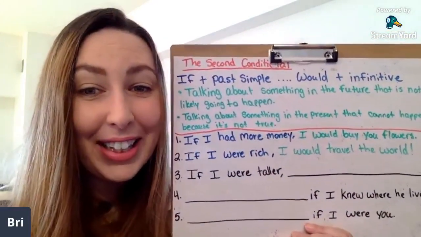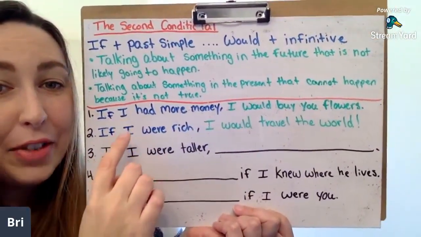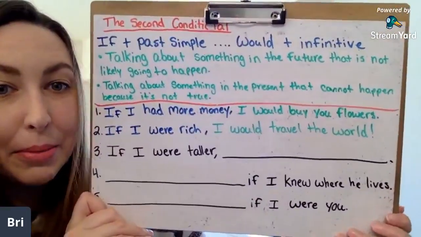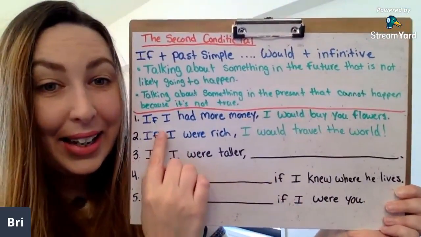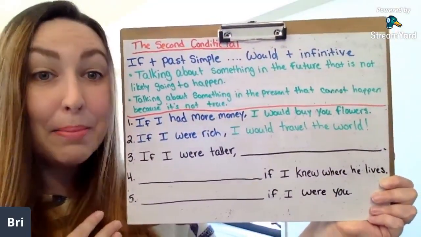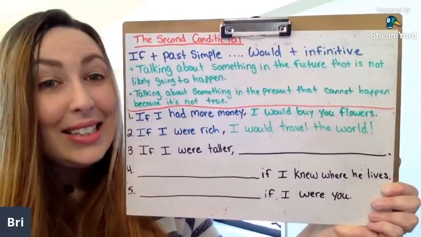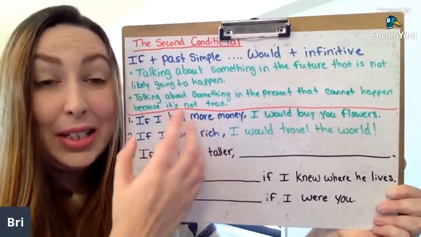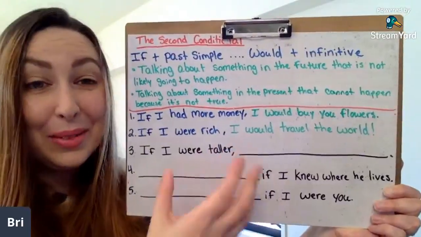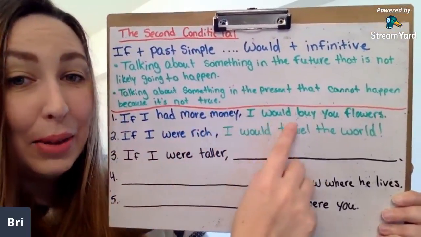Is everyone understanding so far? Okay, very, very good. Okay, so let's see. I have 2 examples here that we can look at first. Can you see me? Okay, so if I had more money, I would buy you flowers. So this could be right now in the present, but it is impossible. It cannot happen because I don't have more money. Maybe I don't have any money. So if I had more money means in reality, I don't have enough money. Okay? If I had more money, I would buy you flowers.